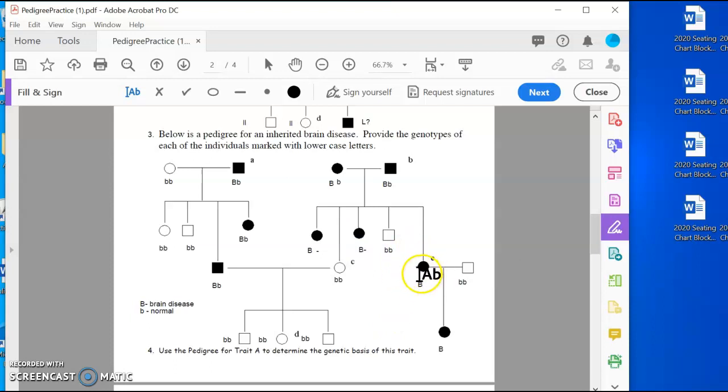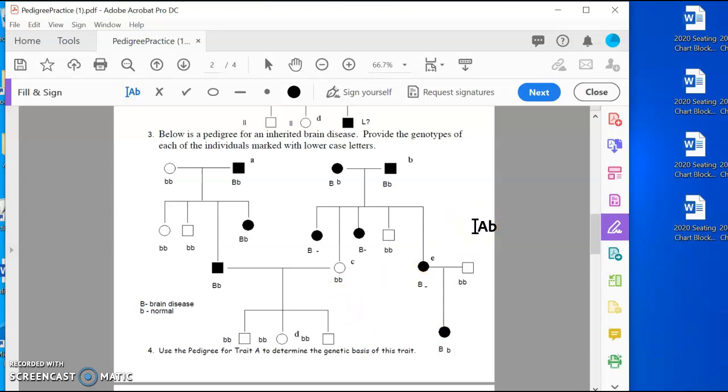All right, so this parent, it's going to be the same thing because their kid got a big B from them. We don't know if they're big B, or big B, little b. But their kid we can tell because the big B came from them. What did they have to get from dad? They had to get a little b. So sometimes you just can't tell. All right, and then that's everybody.